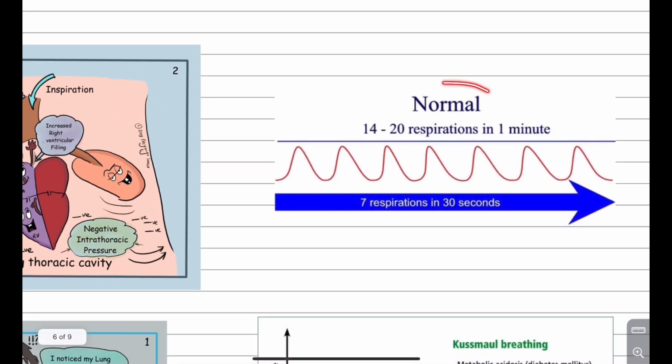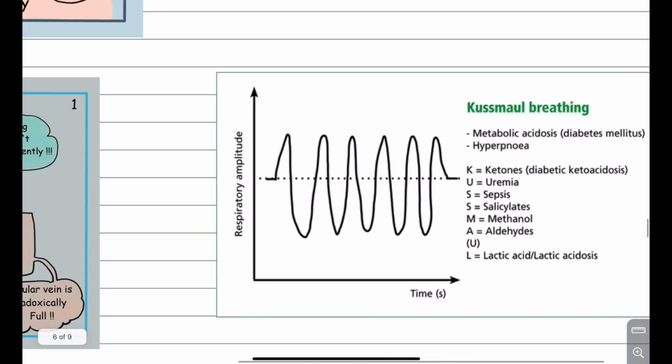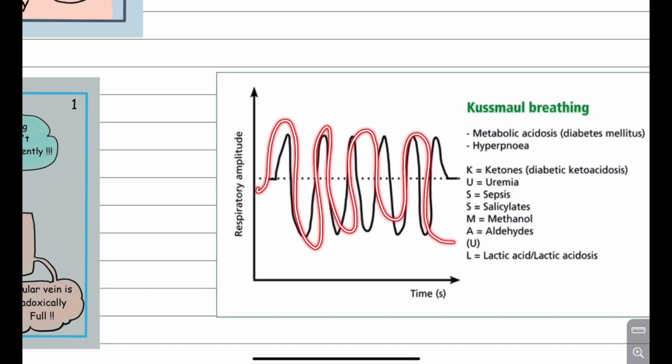So this is eupneic, or normal, breathing pattern, in which the respiratory rate will be 14 to 20 respirations in a minute, which is not shallow or deep, right? So the Kussmaul breathing pattern, you can understand it through this graph, which shows very deep or labored breathing.